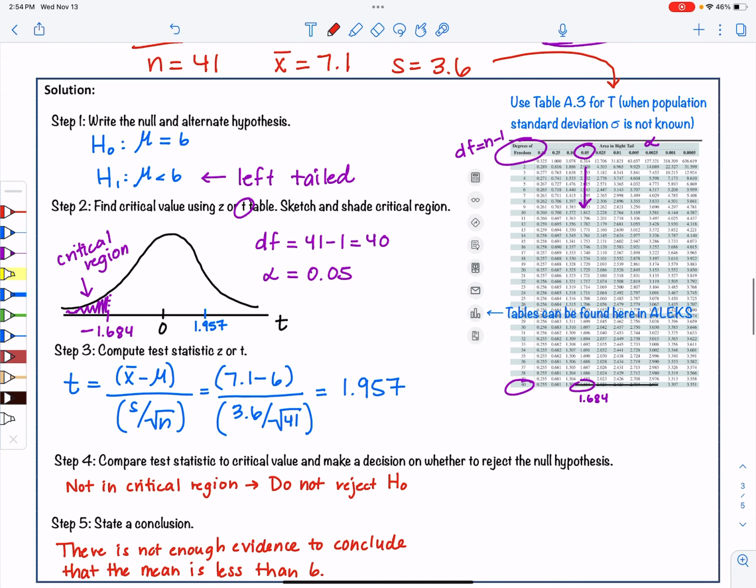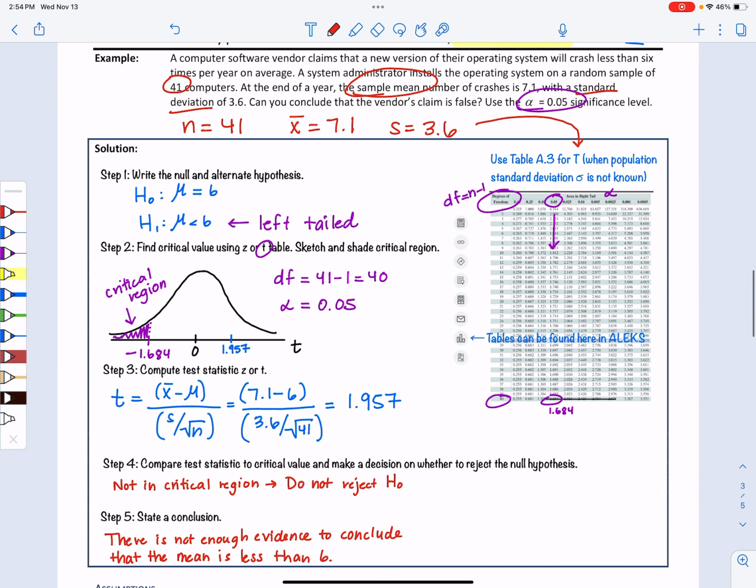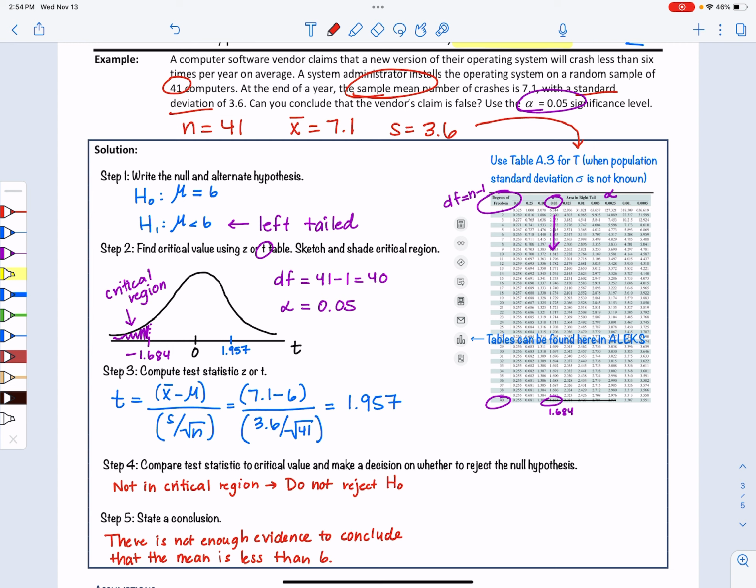Okay, so again, what I want you to see here, just like we talked about with the confidence intervals, right? You just have a choice between using Z and using T. If you know sigma, the population standard deviation, you use Z. If you don't know sigma, right, if all you have is a sample standard deviation, then you use T. All that changes is the way you find your critical value. Everything else is done the same way for every hypothesis test.